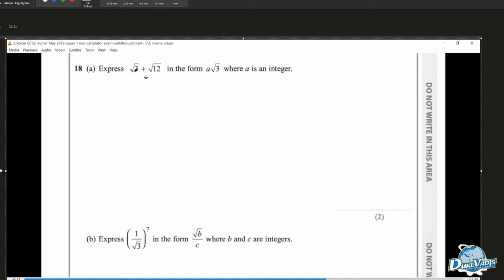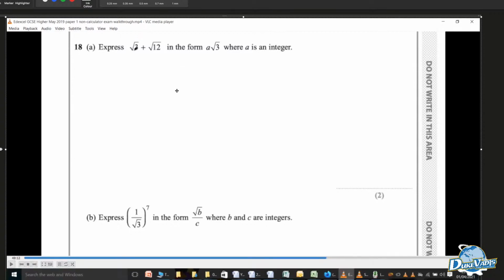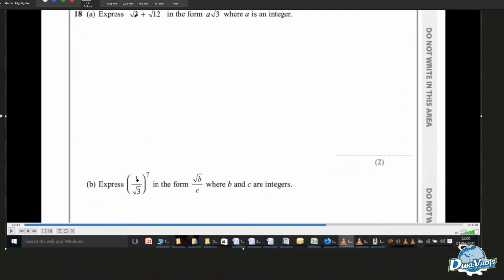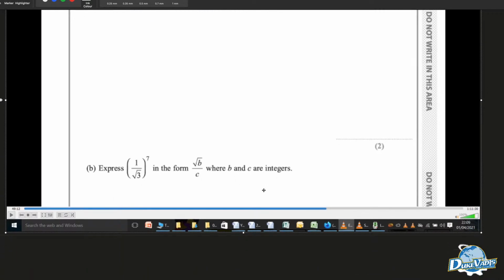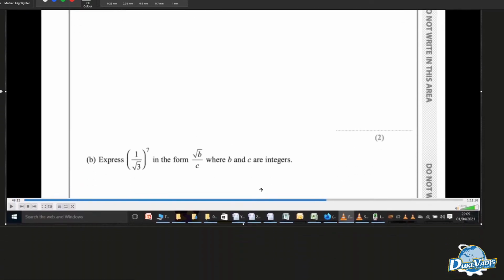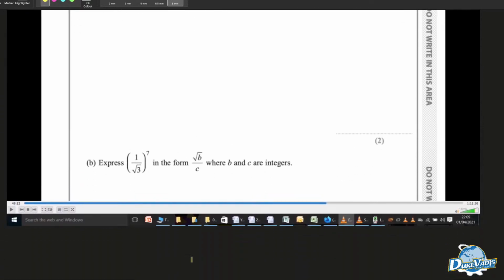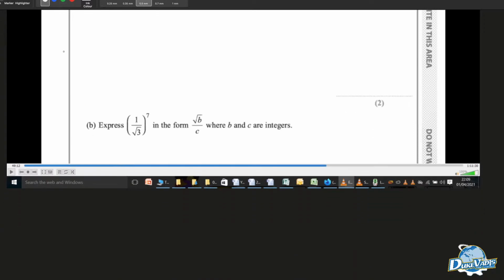It said express root 3 plus root 12 in the form a root 3, where a is an integer. You must be able to solve this question on time. The B part is express 1 over the square root of 3 to the power 7 in the form of square root of b over c, where b and c are integers. So straightforward, this is root 3.